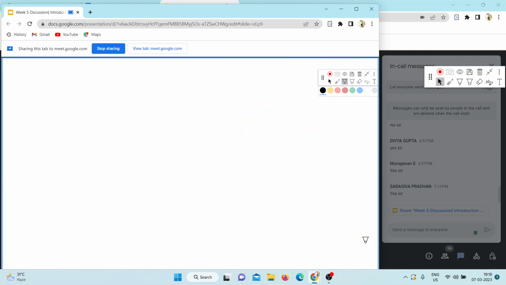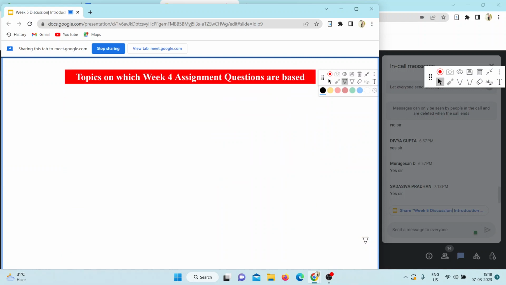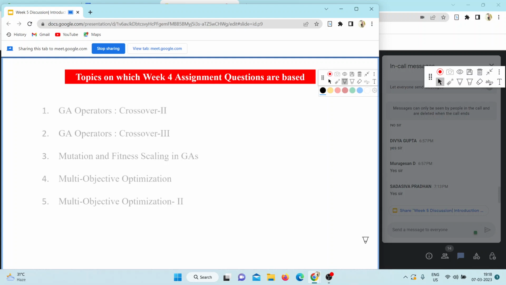This is your logic. Okay, let's move on to the next thing. We will be starting our assignment question discussion. Our topics are GA operators, crossover 2, crossover 3, mutation, fitness in GA, and multi-objective optimization. We have just started multi-objective optimization, so fewer questions here, but in the next discussion we will discuss more questions on it.